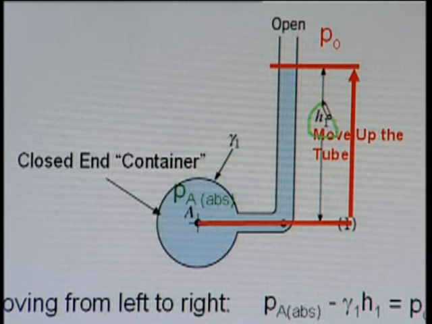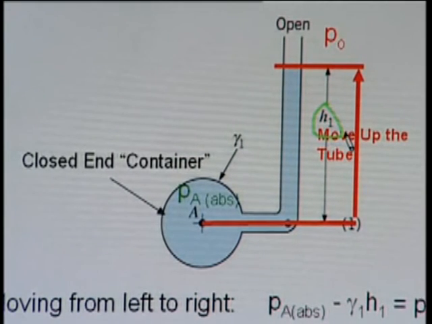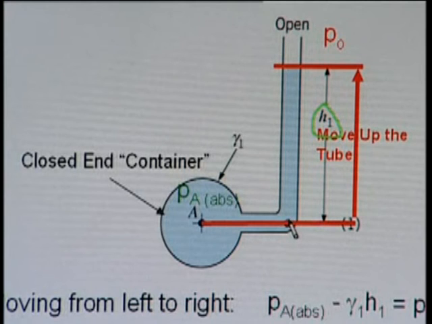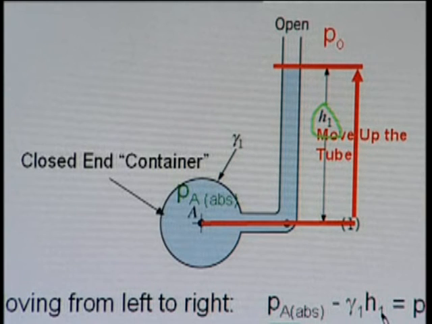The pressure exerted by this column of the fluid is equal to γH₁. So if we move from this point to this point, then pressure reduces, and the reduction in the pressure is equal to γ₁H₁. So PA absolute minus γ₁H₁ is equal to the pressure at this point, and what is the pressure at this point? It is equal to P₀. So with the help of this equation, we have related this absolute pressure to this height of the fluid.